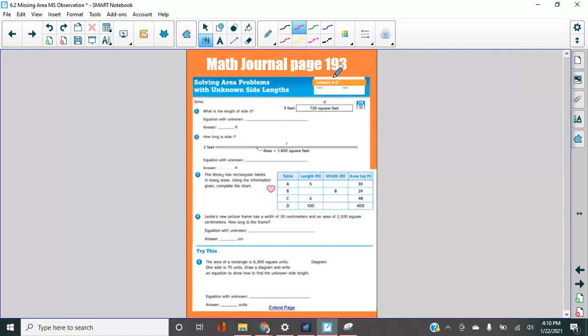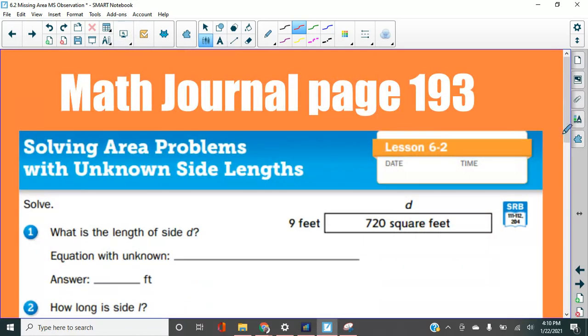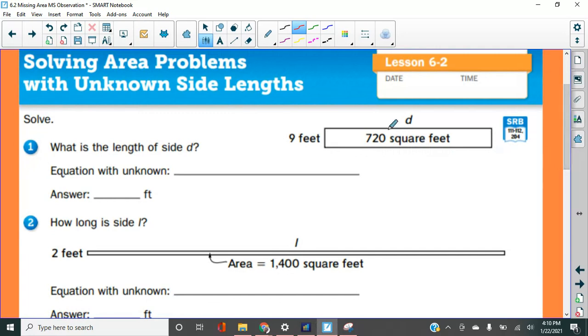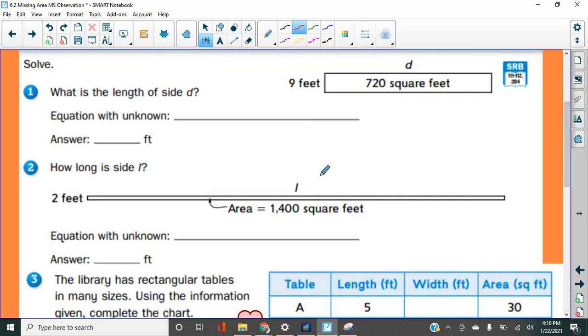Okay, our math journal is page 193 today. Okay, and so let's do a little preview here. On this first one, first two, they drew the picture. That was nice. You have to figure out what would fit in this spot. Here's your place to write your equation and your answer. And that's an L. Okay, so that's not a 1. So this is the letter that you're trying to solve for. Okay, there's your equation. There's your answer.